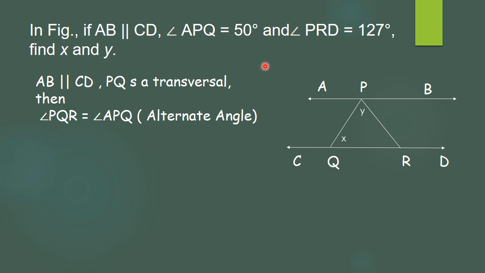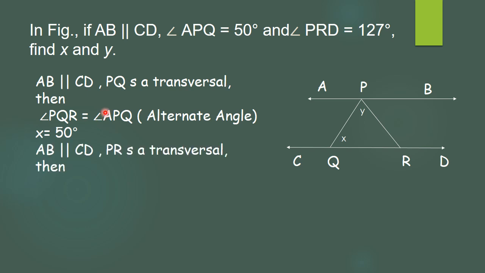Therefore, what we will get, angle PQR will be equal to angle APQ. These are the alternate angles, and so that is, PQR is given X and APQ is given 50. So we get X is equal to 50 degrees. So we have calculated the value of X.